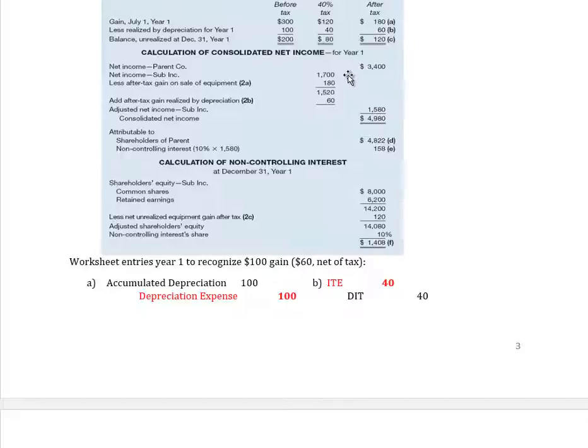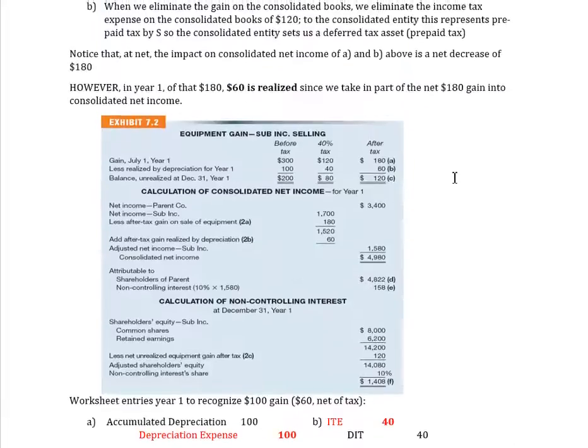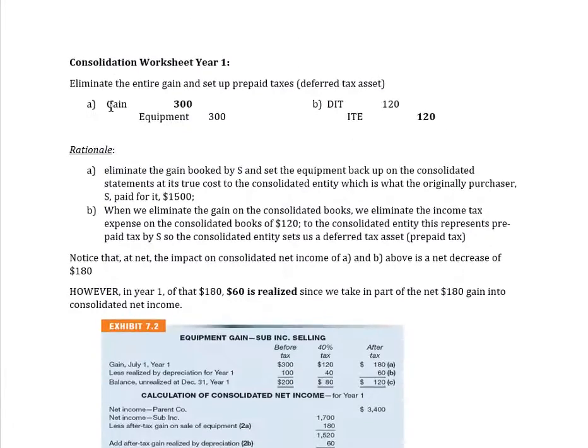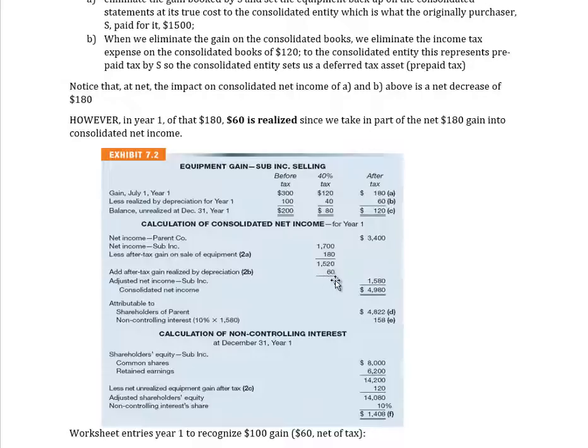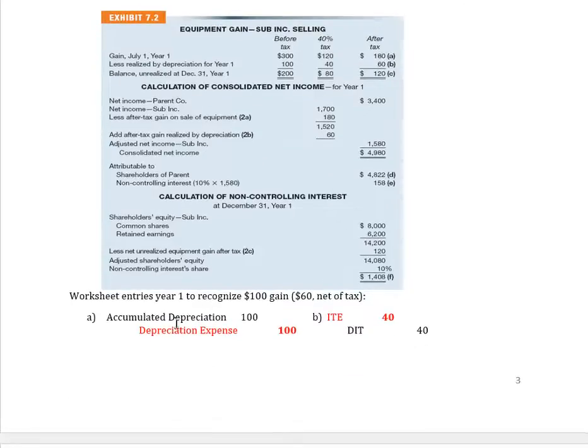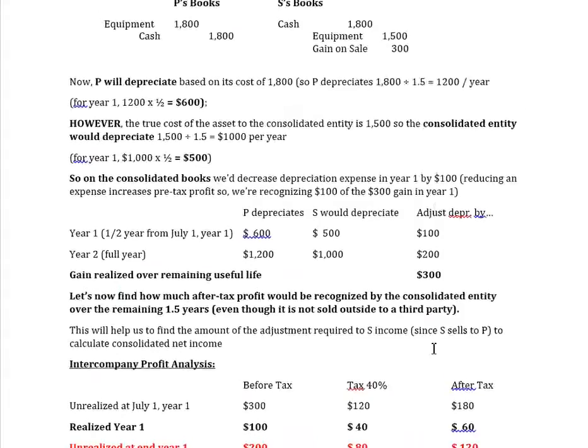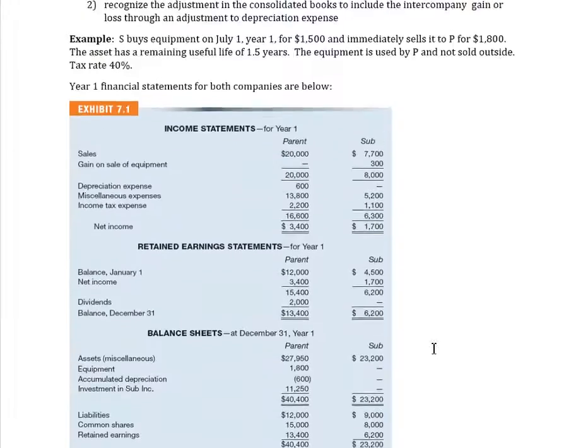So now, these are calculations. So you might be thinking, well, what are the worksheet entries here? Because the only worksheet entry we've really done was to eliminate the pre-tax gain at its full amount and remove the income tax expense. What do the worksheet entries look like for this little guy here, the $60? Well, all we're doing here is we are removing, or reducing, I should say, the depreciation expense for consolidation purposes by 100. And because we have an accumulated depreciation account, any adjustments to depreciation expense would be made directly to accumulated depreciation. And you'll notice in the separate entity statements, they give you an accumulated depreciation account.